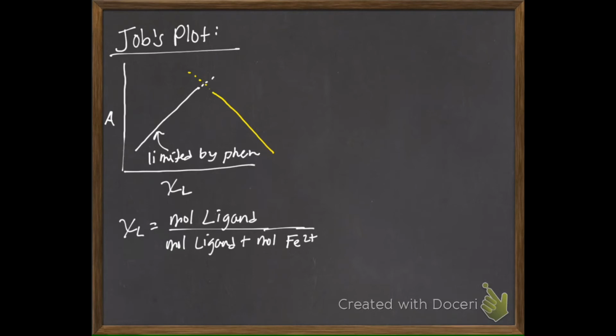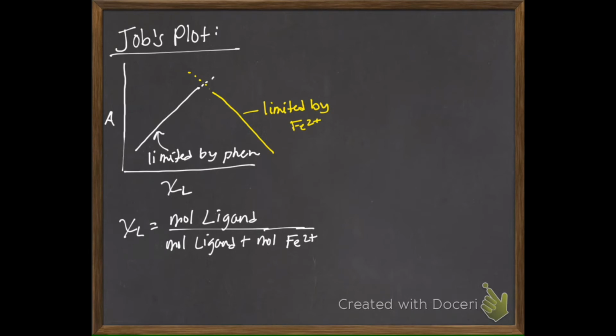And then we get values that are going to start to decrease because that's the yellow line. In the yellow line, we are limited by now the iron 2 plus. So we can't make as much product because we're limited by the amount of iron 2 in the tube, right? But there's that sweet spot where we make the maximum amount of product.